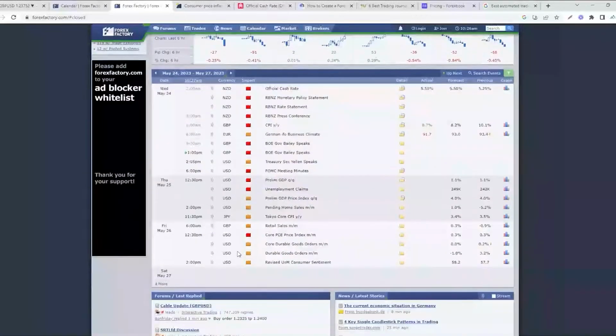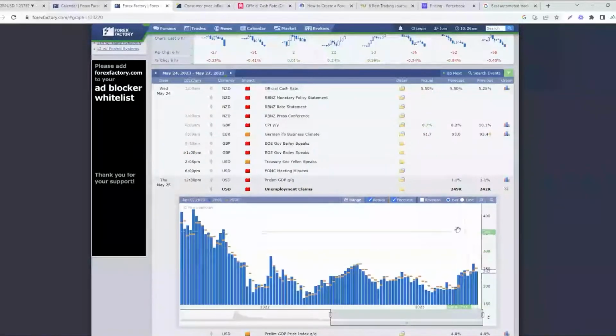And also the other key events to look out for tomorrow, 25th of May, Thursday, 12:30 p.m. GMT. Look out for unemployment claims. Unemployment claims basically tell us how many people are applying for employment benefits. So if you see this number coming in higher than the forecast and higher than the previous month's. Okay, if it's higher than forecast, then naturally it'll be higher than the previous month's reading.